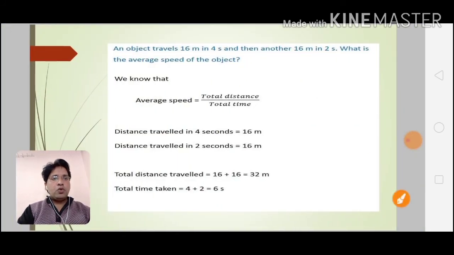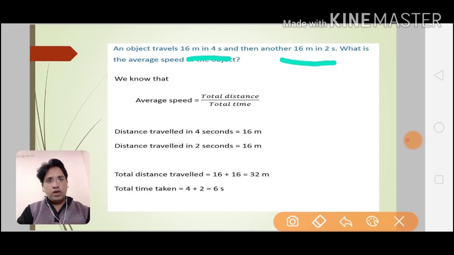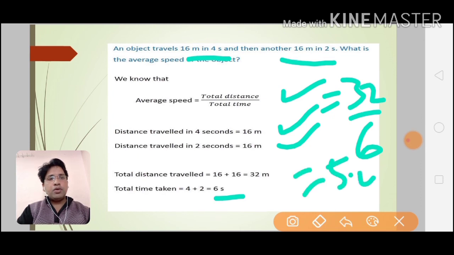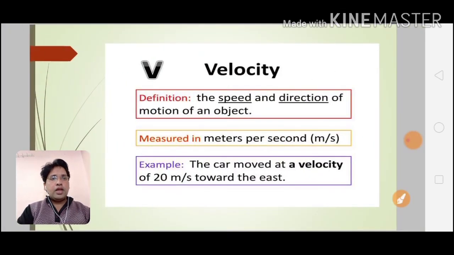Next, one more problem I have used, in a theory way, to show how you are going to solve. An object travels 16 meters in 4 seconds and another 16 meters in 2 seconds. What is the average speed? We all know the average speed formula: total distance divided by total time. Distance traveled in 4 seconds is 16 meters, distance traveled in 2 seconds is 16 meters. So total distance traveled is 32 meters, total time taken is 6 seconds. Just divide, 32 divided by 6. I hope you will get 5.3 meters per second, right? That's exactly the answer we will get.